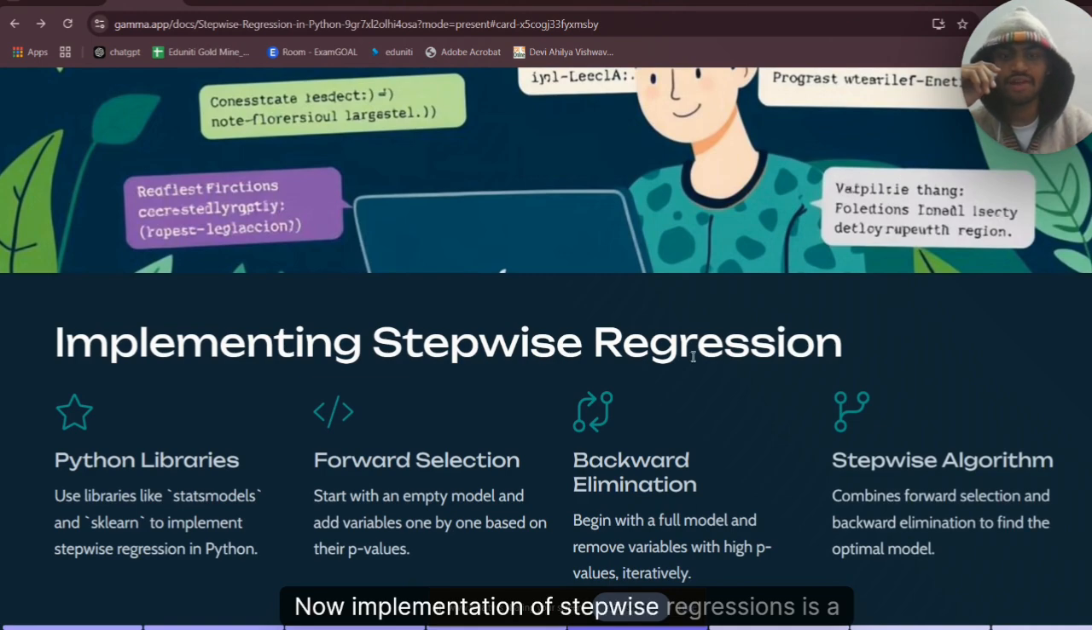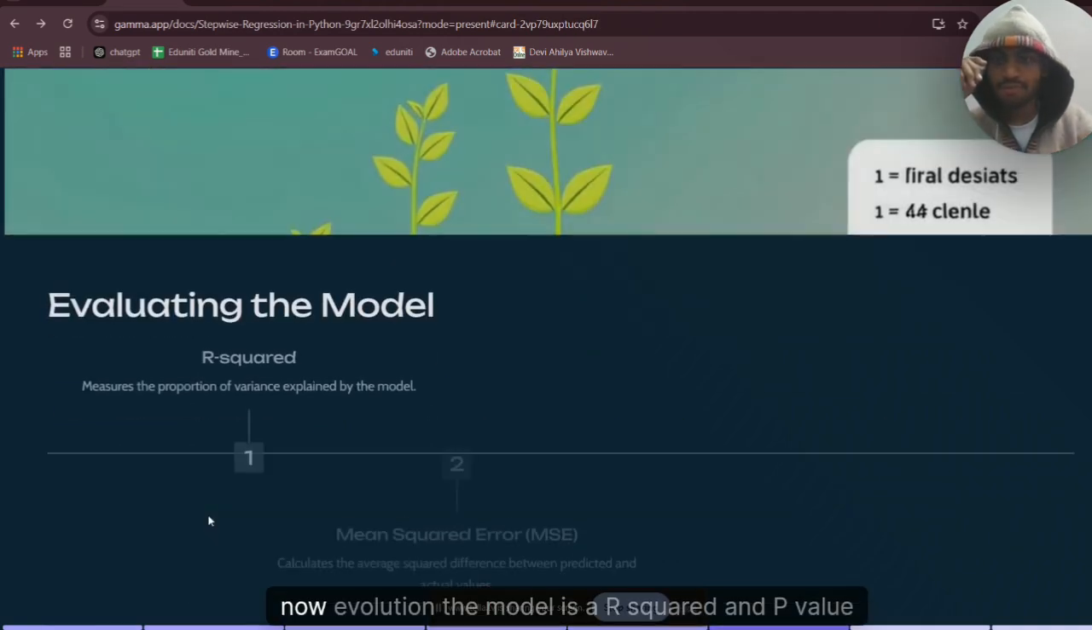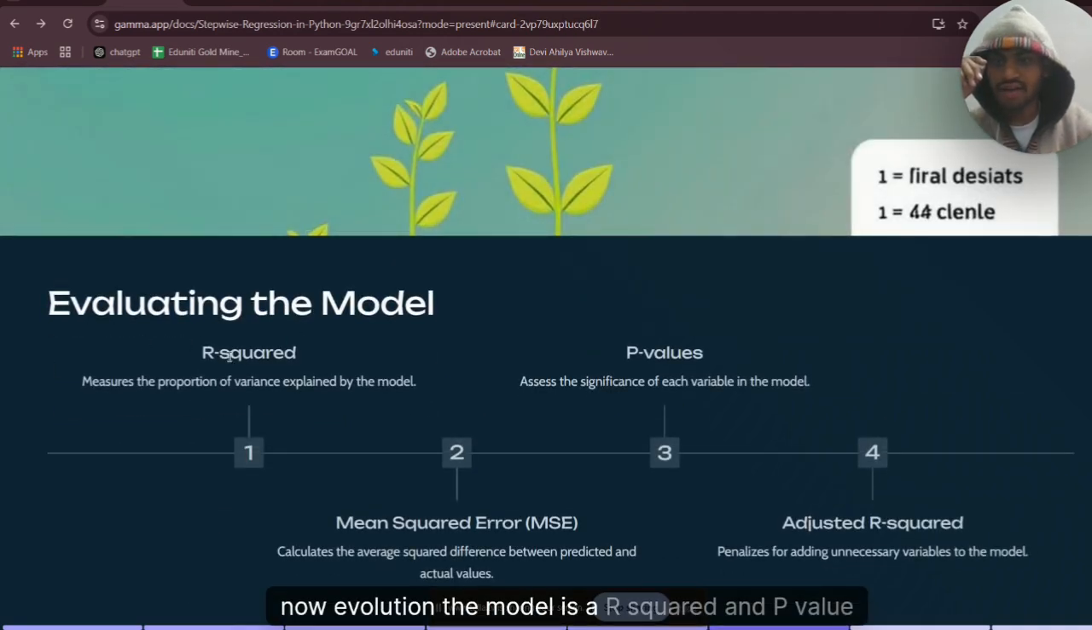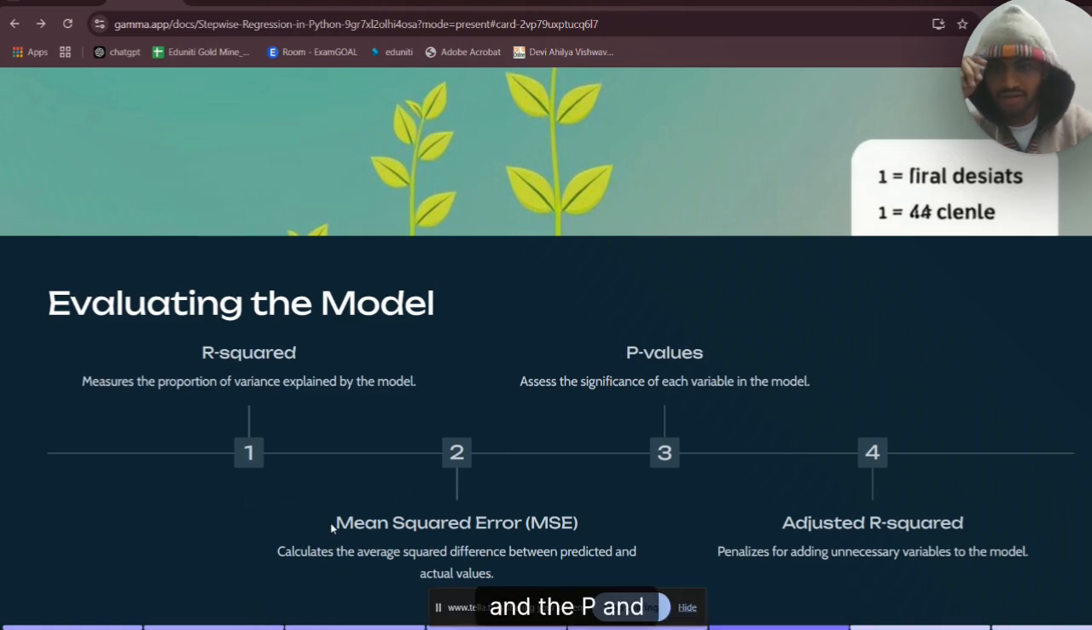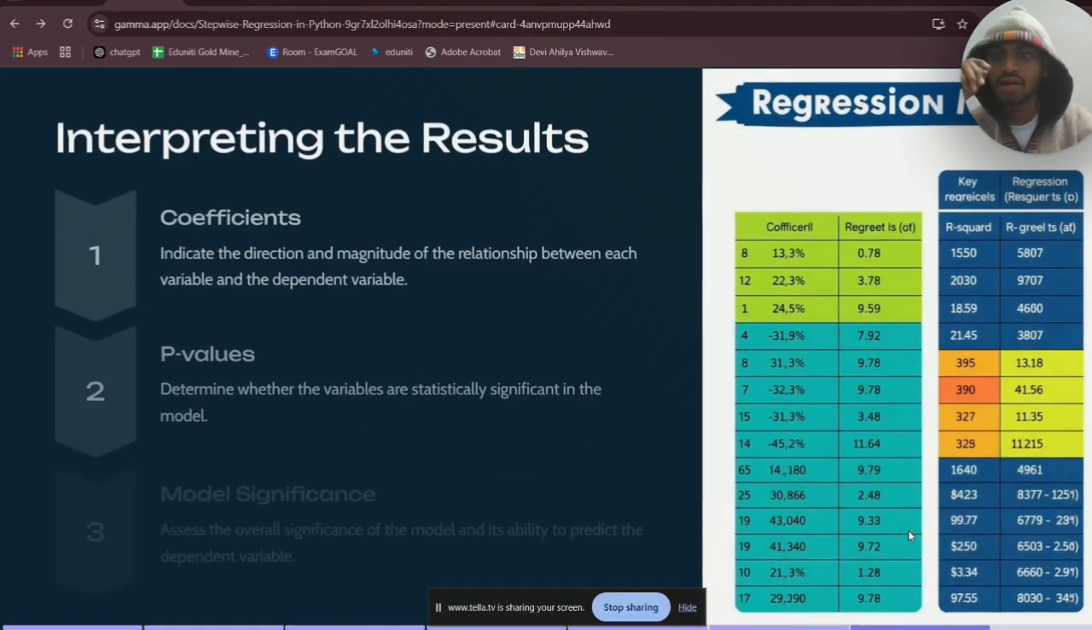Now, implementation of stepwise regression with Python libraries: forward selection, backward elimination, stepwise algorithm. Now, evaluating the model: R squared and p-value, mean squared error, and adjusted R squared.